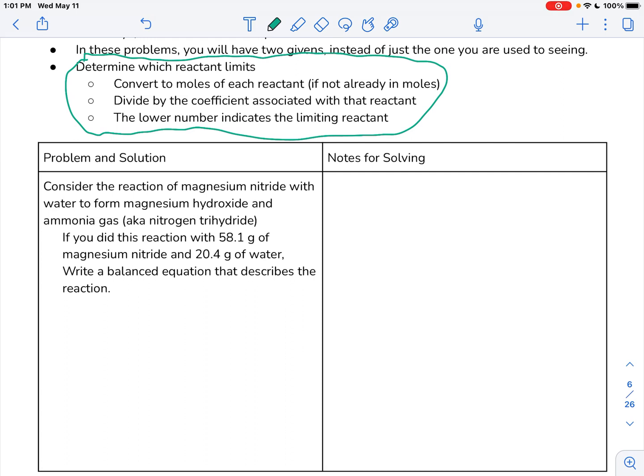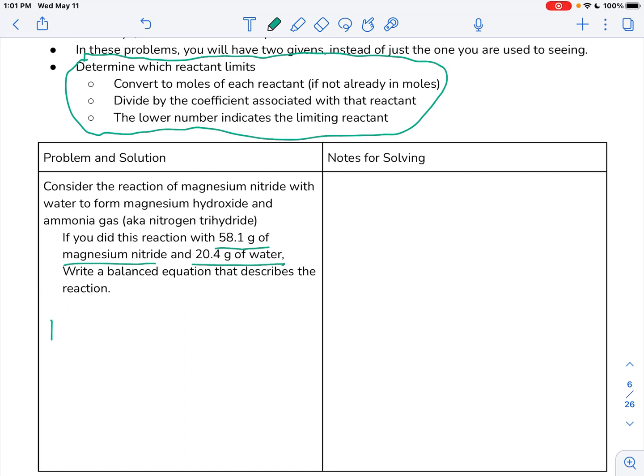If you did this reaction with 58.1 grams of magnesium nitride and 20.4 grams of water, and then it's going to ask us different questions about this information. The first question is write a balanced equation that describes the reaction. They give us the entire thing. We don't even have to predict products here.